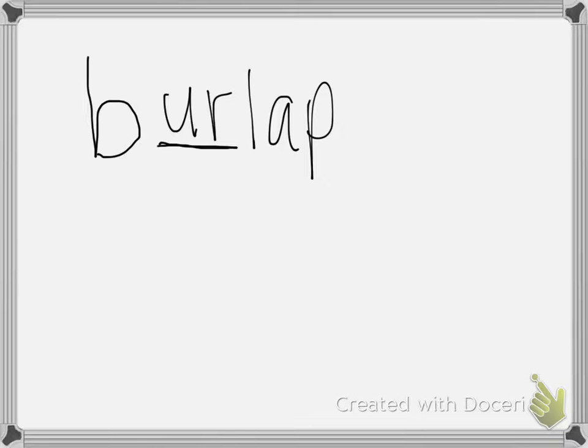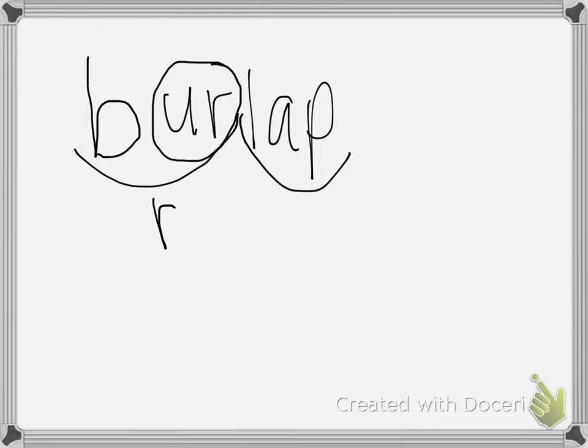Okay, so looking at the word burlap, we're going to mark it up really quickly. So what's your first syllable? Burr. Second syllable is lap. Looking at burr, what kind of syllable is it? Look at your vowel. It is R controlled, so you're going to circle, UR go together. Looking at this next one, look at your vowel. Is it closed? Is it open? Is it vowel consonant E? It is just closed, okay?